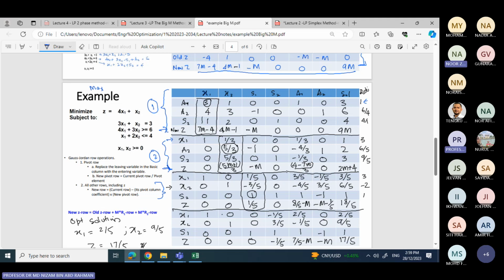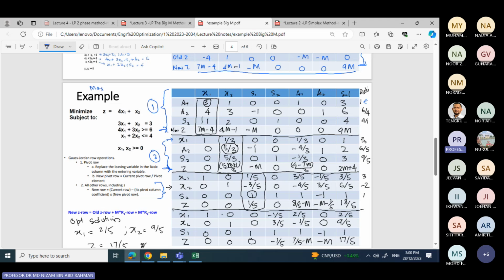Because of that, this particular column, the x2 column, is the pivot column, and x2 will be entering as a basic variable, and we watch which one will be leaving. Then we do that ratio calculation again.